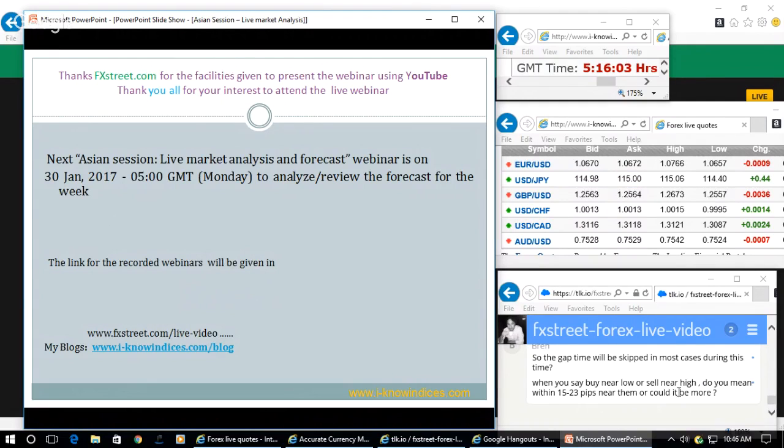When you say buy near the low or sell near the high, do you mean when 15 to 23 pips near them, or could it be more? No, when they come closer to the low, you can take a buy, and in the event they don't come closer to the low during the late session, then up to about 15 to 23 pips above, you can take a buy. So you have to give importance to the timing, that is the early or the late sessions, to make a buy near the low or sell near the high.